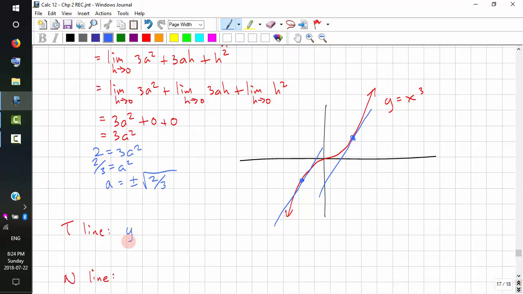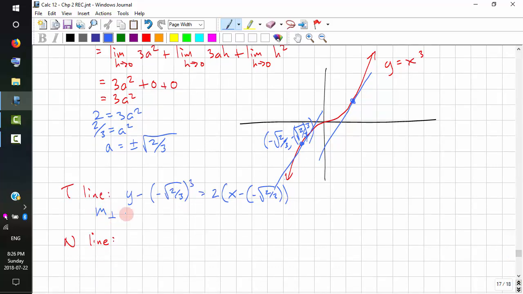So our first solution, y minus, we'll use this point, negative root 2 over 3 cubed equals 2 x minus negative root 2 over 3. Okay, we don't need to simplify this. Any simplification will confuse this point. So this is negative root 2 over 3, negative root 2 over 3 cubed.